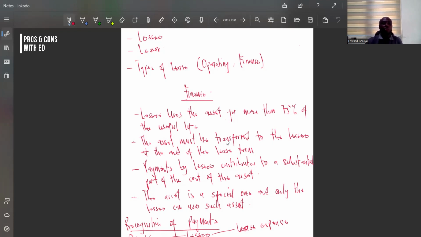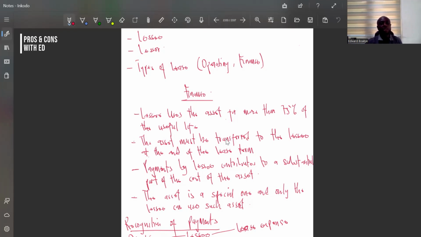Another thing is that the payments by the lessee contribute to what? A substantial part of the cost of the asset. So the payments I'm going to make contribute to a substantial part of the cost of the asset. Let's say the asset is 10,000, but the lease amount I'm paying is 8,000. Wow, that's a substantial part of what? The cost of the asset. So in that case, we say it's a finance lease.